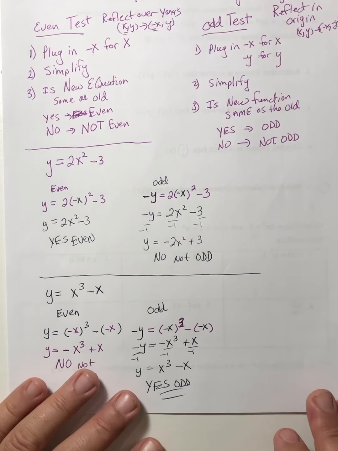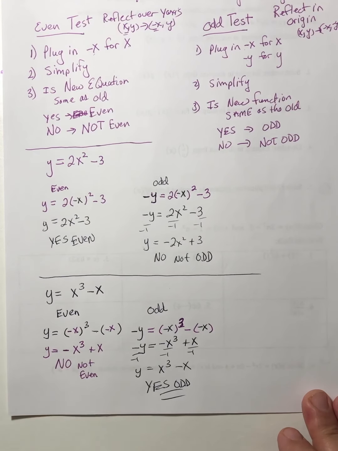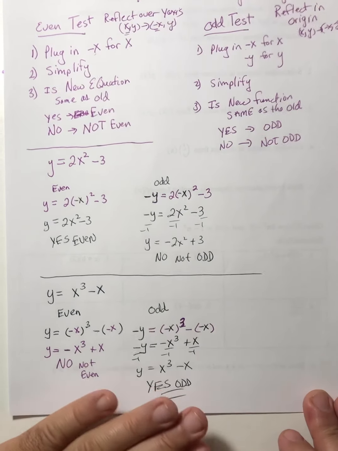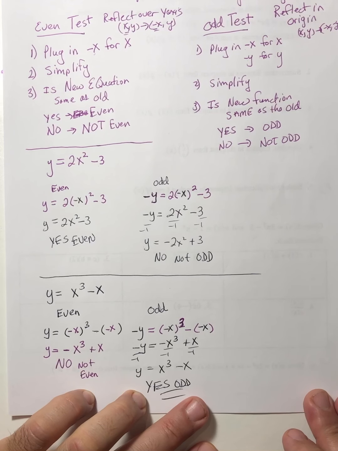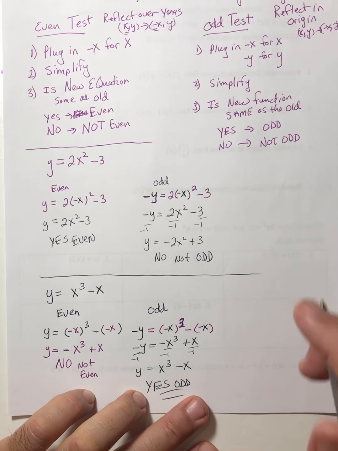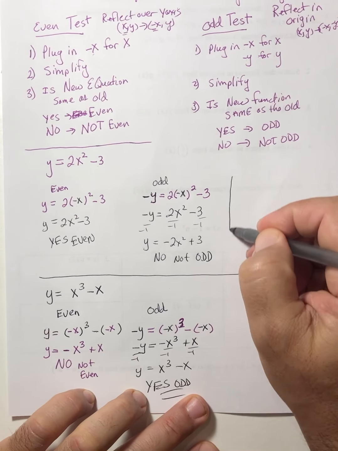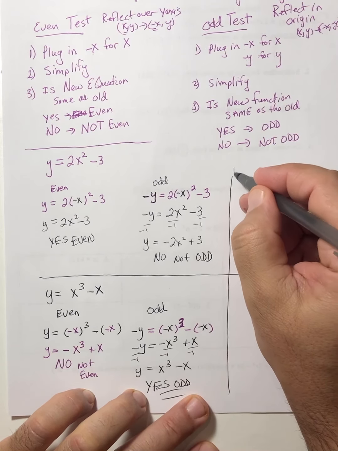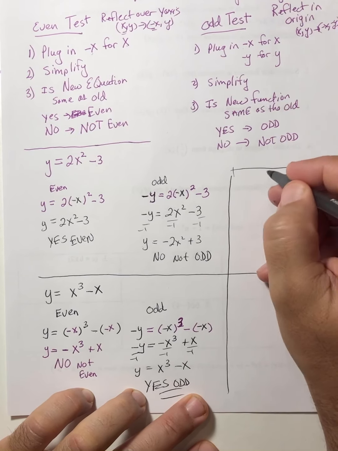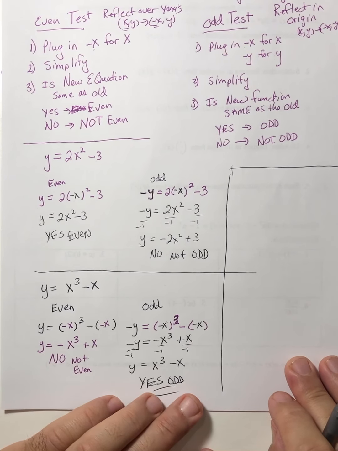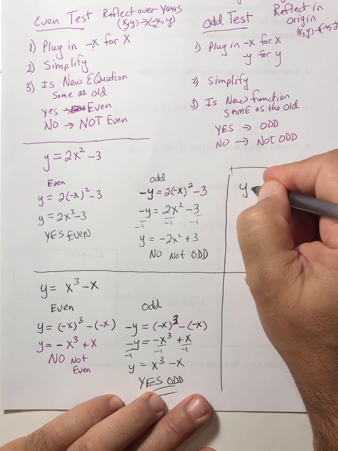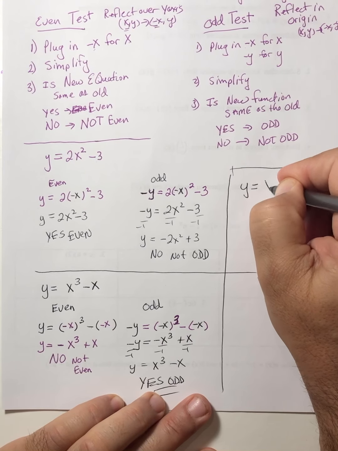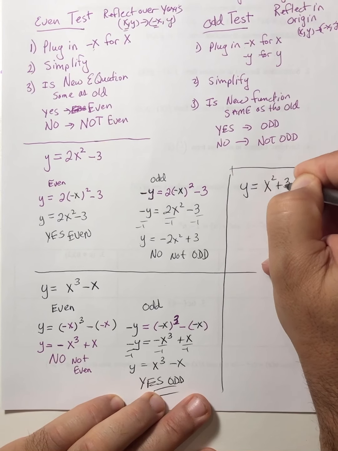All right, let's do one more. Actually, we'll do two more. All right, so last one. Actually, we're doing two more. Y equals x squared plus 3x.